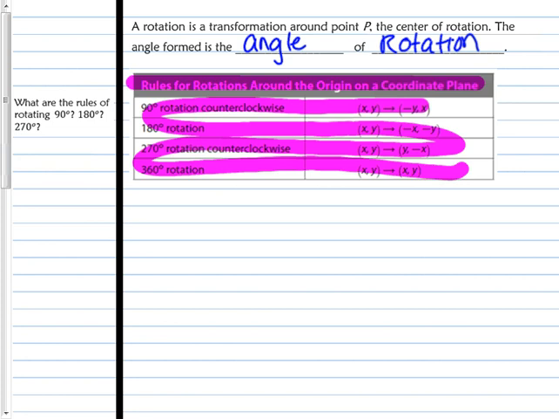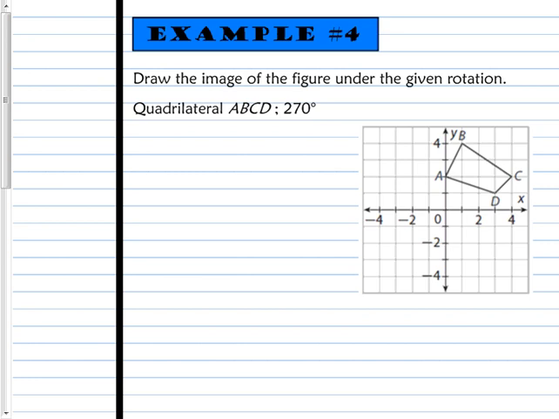That way you can easily find them when I give you a rotation to find. You're like, but Mrs. Locke, what do I do? Here's what you do. Commit those to memory. You need those. Don't forget it's counterclockwise unless otherwise told. So example 4: draw the image of the figure under the given rotation. Quadrilateral ABCD rotates 270 degrees, and remember, counterclockwise unless I tell you otherwise.